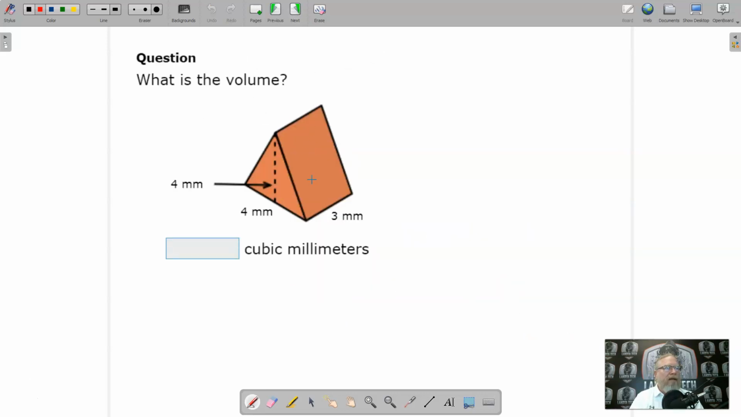What is the volume? And here we have a triangular prism. Now, the volume of a triangular prism is going to equal the base area times the height. Instead of area of base, let's just call it the base area. So we're going to take the base area and then multiply it times the height, H-E-I-G-H-T.